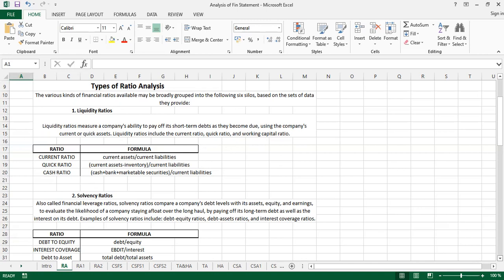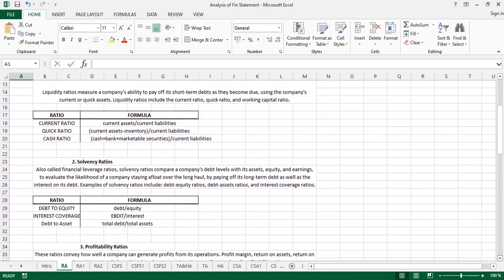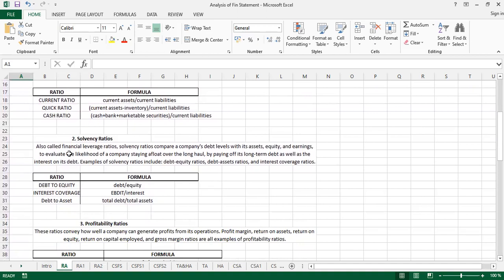So we'll go to solvency. Solvency, or they call it the leverage ratios, also called financial leverage ratios. Solvency ratios compare the company's debt against its assets, equity and earnings to evaluate the likelihood of the company staying afloat over the long haul by paying off its long-term liabilities as well as the interest on its debt. Examples of solvency ratios include the debt equity ratio, the debt asset ratio, and the interest coverage ratio. There we have been given the formulas of each.